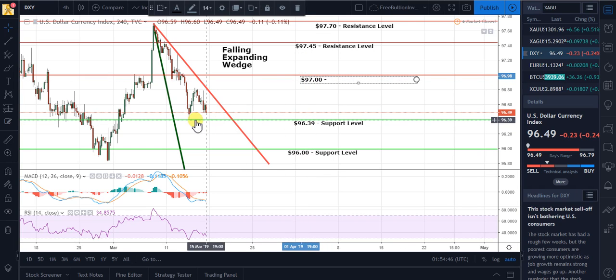We have 96.39. The US dollar did stop at this level early in the week. About on Wednesday afternoon, it stopped at 96.39, making that a new support level. And we have the $96 support level as well.